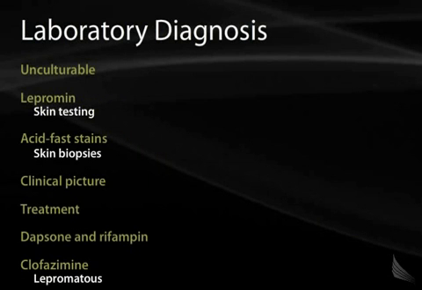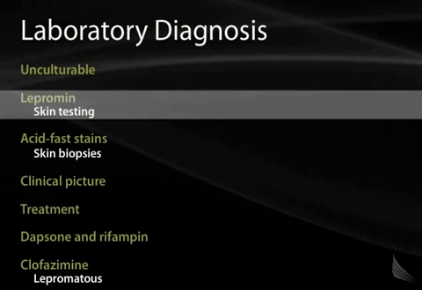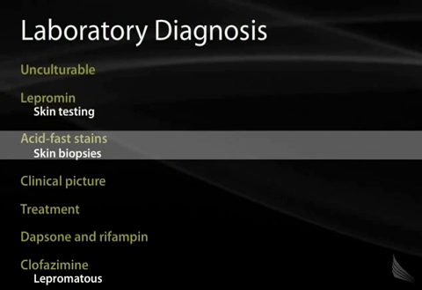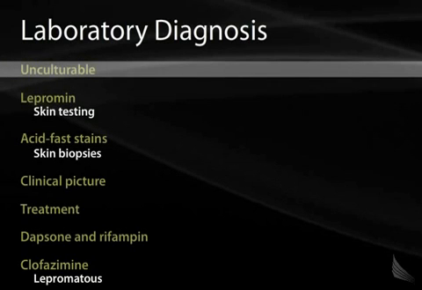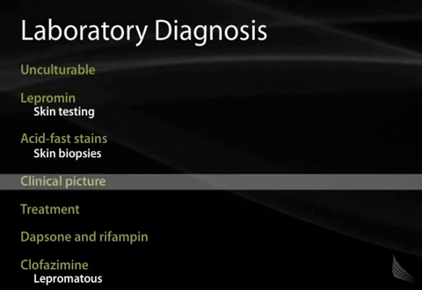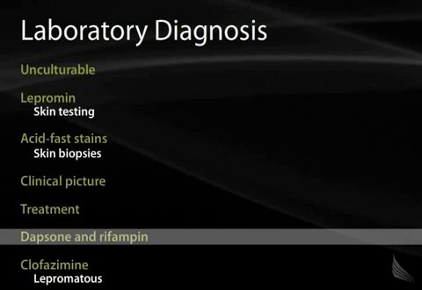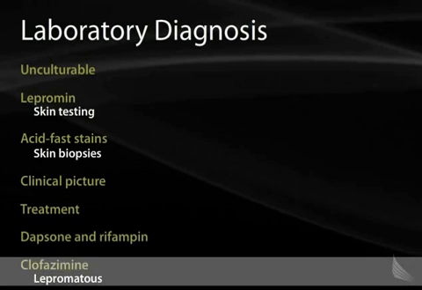Lab diagnosis for leprosy is difficult. You can do skin testing for lepromin. You can do acid-fast stains from skin biopsies, but it's not culturable, so you're not going to be able to grow it. Mostly, leprosy is a clinical picture. The treatment includes dapsone and rifampin. You can also treat with clofazimine if you have lepromatous leprosy.